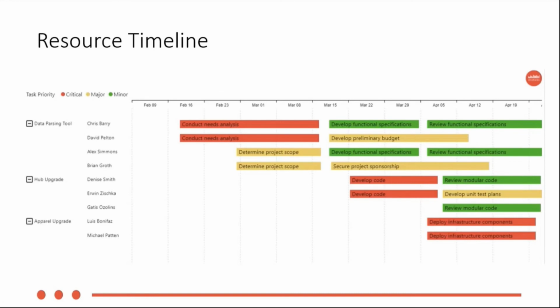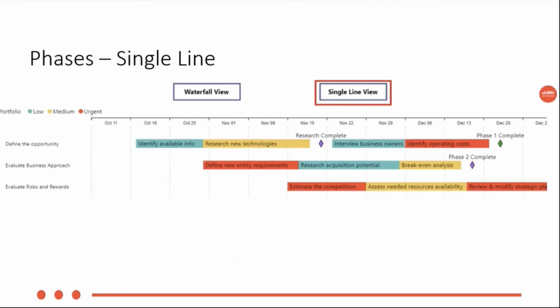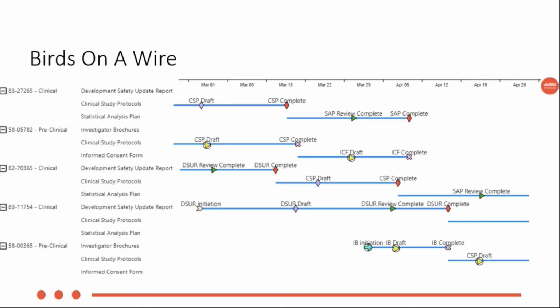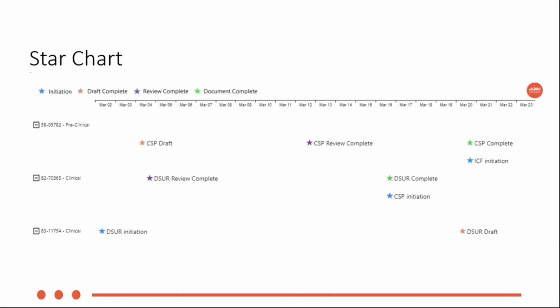There are almost limitless ways to configure the Stratata timeline. Here are just a few examples. This is a resource timeline. This is looking at phases on a single line versus looking at them on a waterfall view. Here's a birds on a wire report. Here's a star chart. There are many more examples to see on the Stratata website.